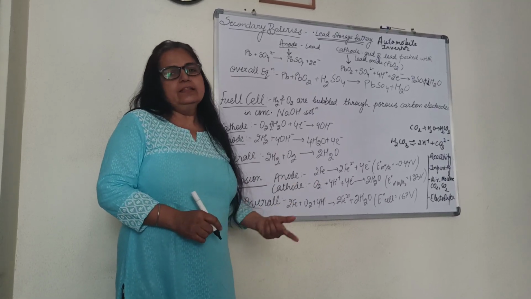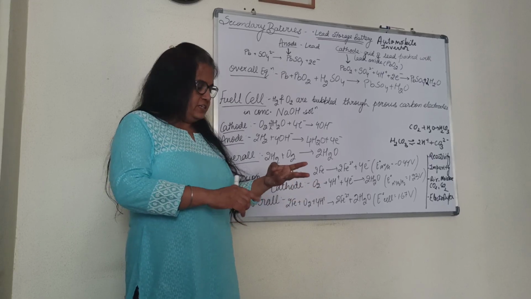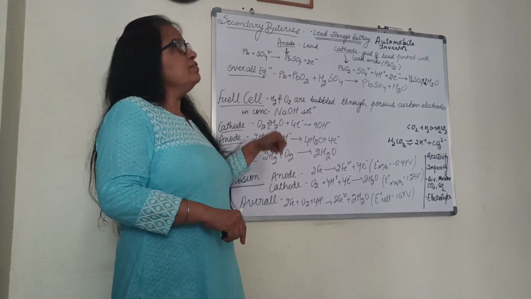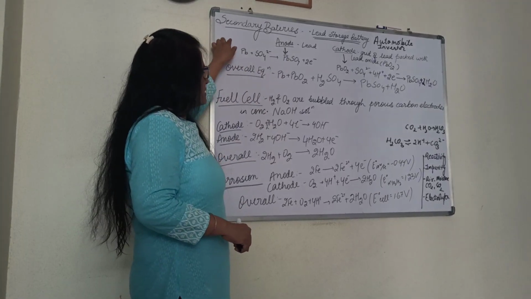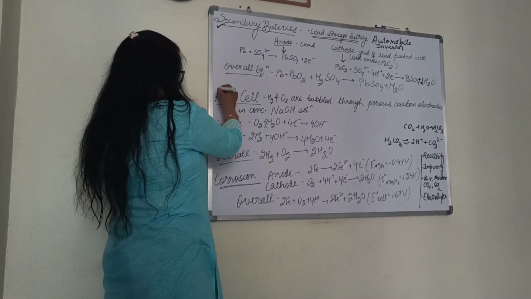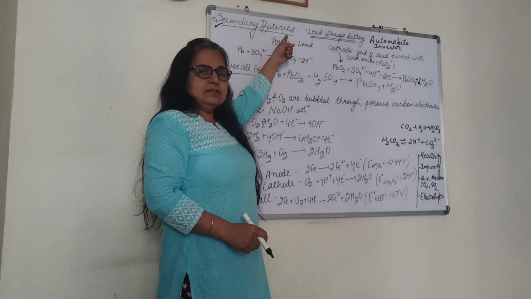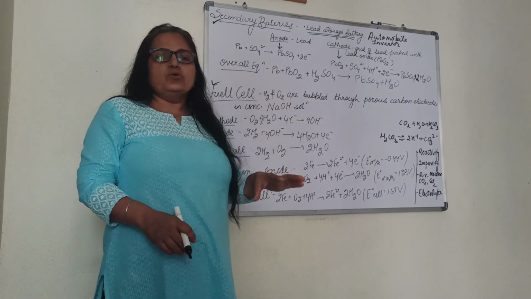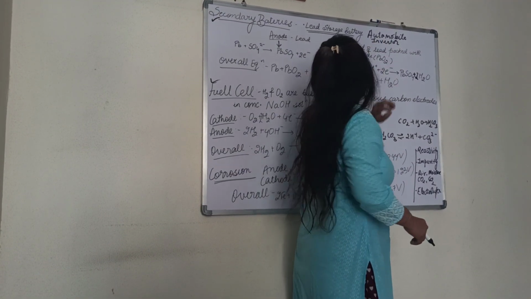See, what we did in the previous class was different types of primary cells, that is dry cell and mercury cell. Now in today's video we'll be discussing secondary cells. There are two examples here, but corrosion we'll do separately. First we are taking a secondary battery example, the lead storage battery.